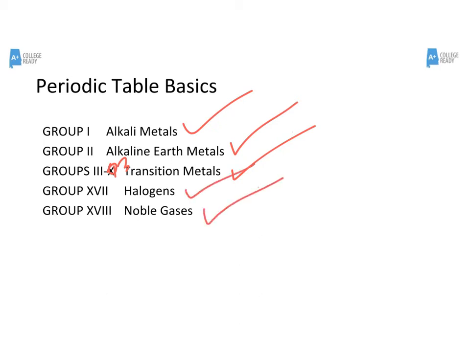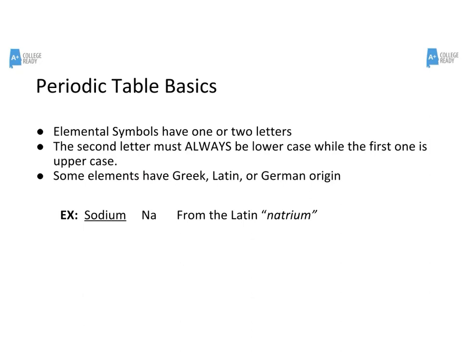They're called the noble gases because these gases are very unreactive and don't want to associate or bond with other elements on the periodic table. The elemental symbols on the periodic table have 1 or 2 letters. The second letter in any elemental symbol is always lowercase, while the first one is uppercase.